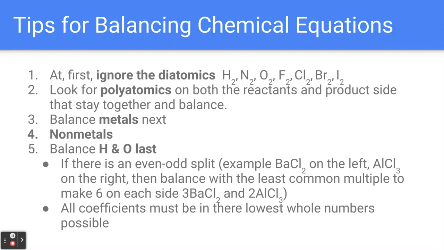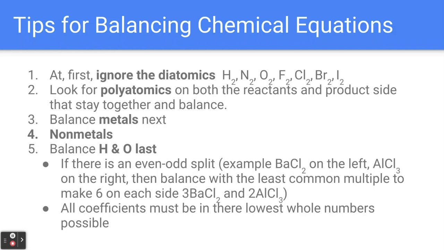At this point, I would probably also balance any diatomic that is not H or O, and then the H and O comes last. And the reason for that is because a lot of times we're dealing with those, and they've got kind of an odd numbered split usually. So if there is an even odd split, for example, we've got barium chloride on the left and aluminum chloride on the right, we're going to balance with the least common multiple to make 6 on each side. So we would need 3 barium chlorides to make 6 chlorides on the left and 2 aluminum chlorides to make 6 chlorides on the right.